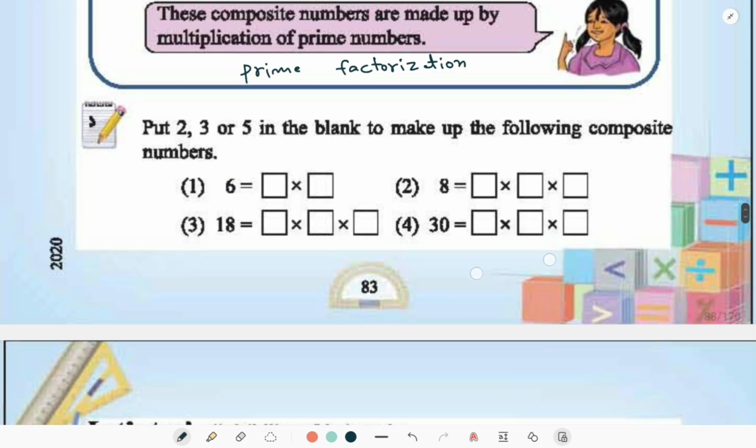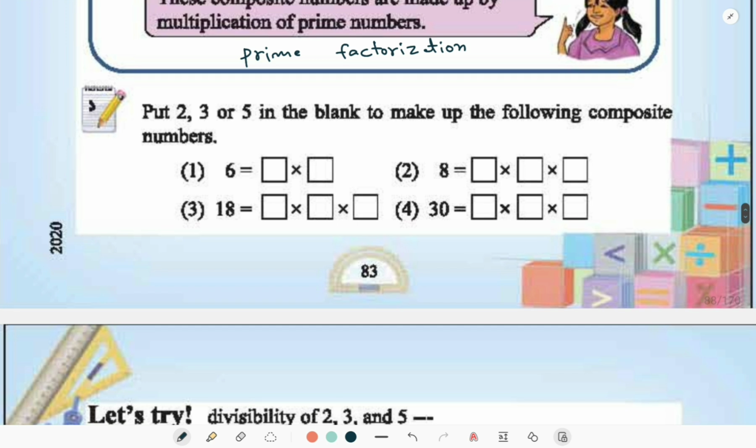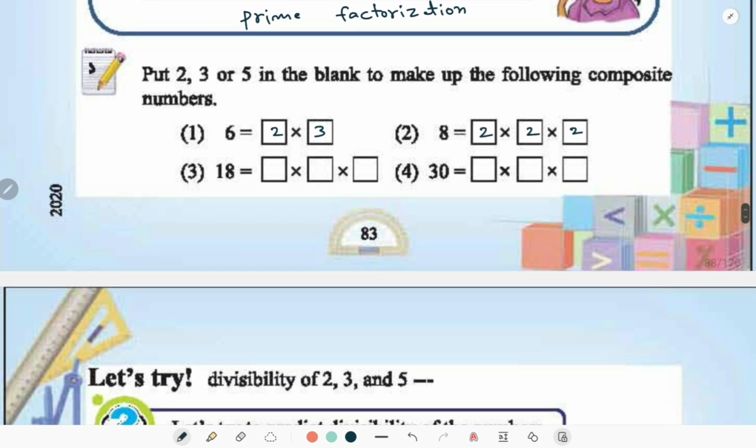Now we need to put some numbers so that this is a valid statement. 6 equal to 2 into 3. What about 8? 2 into 2 into 2. This is prime factorization only. 18 is 2 into 9. 9 is 3 into 3. What about 30? 2 into 15. What about 15? 15 is 3 into 5.